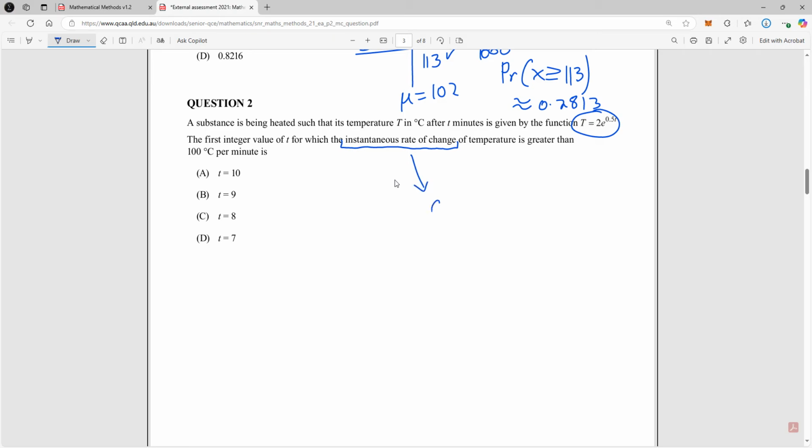That's asking when the derivative of this is greater than 100 degrees. So basically, when dT, the rate of change of temperature with respect to time, is greater than 100 degrees Celsius, okay? So what we have to do is physically differentiate this, okay?